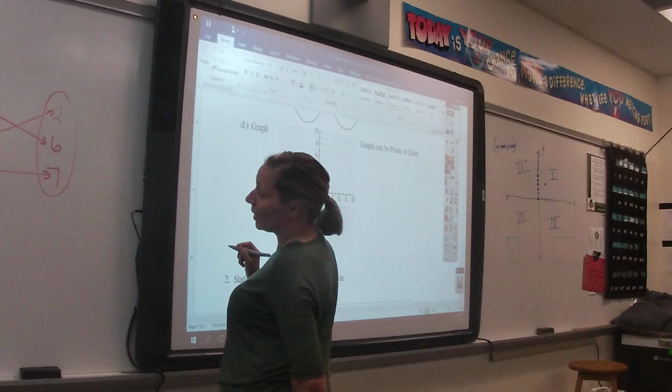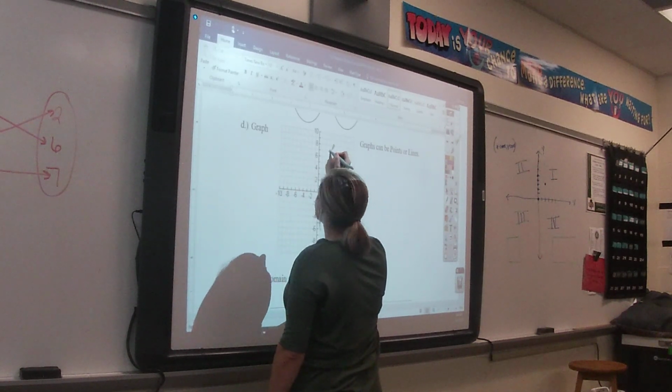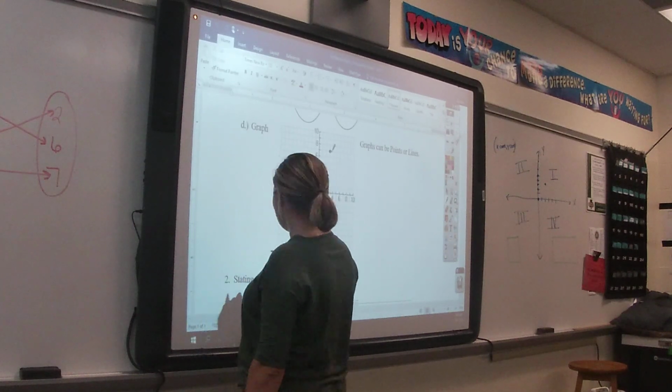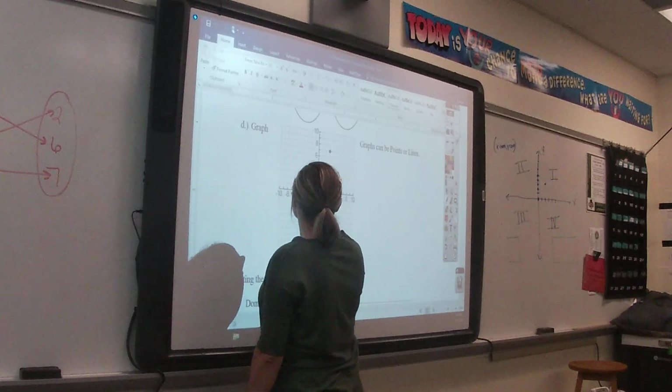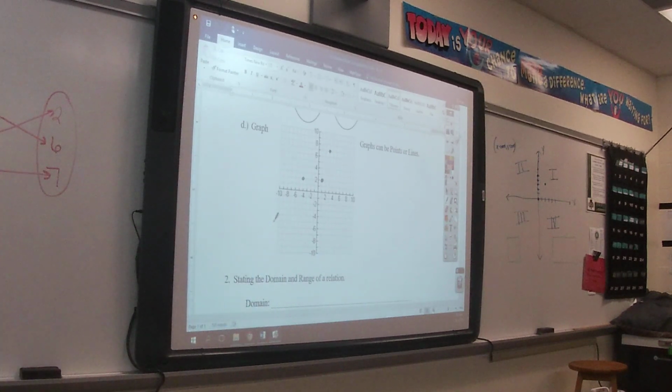We have the ordered pair 3, 7. And -4, 2. Do not connect the dots.